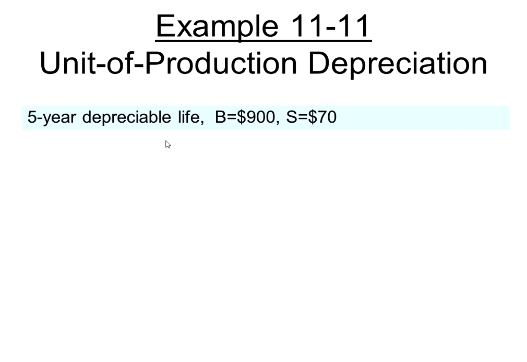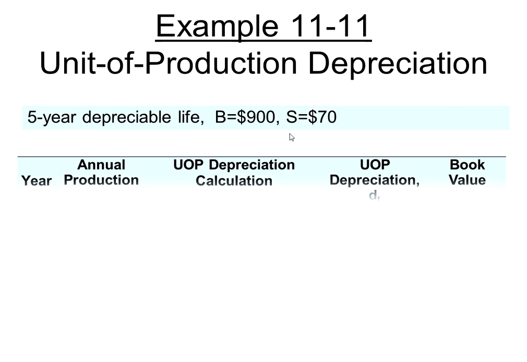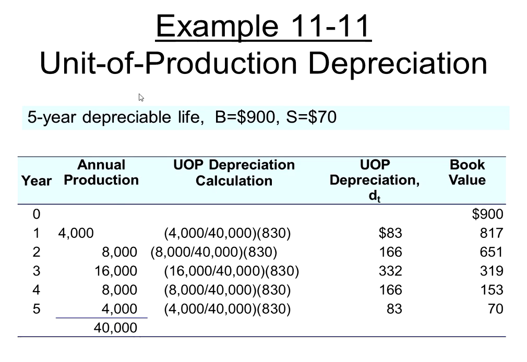Now if you look at this, we have a 5-year depreciable life, the basis is 900 and the estimated salvage value is going to be 70. Then the difference, B minus S, is going to be 830. And we want to know annual production to use unit of production depreciation. During the first year it's 4,000, during the second year 8,000, during the third year 16,000, during the fourth 8,000, during the fifth 4,000 units.